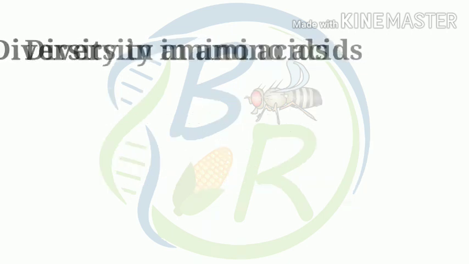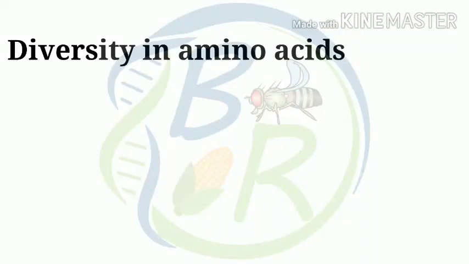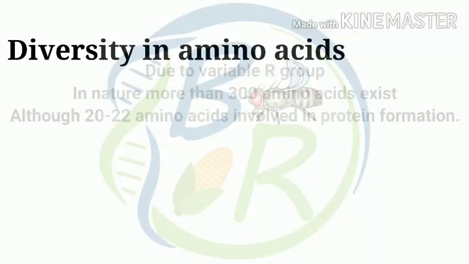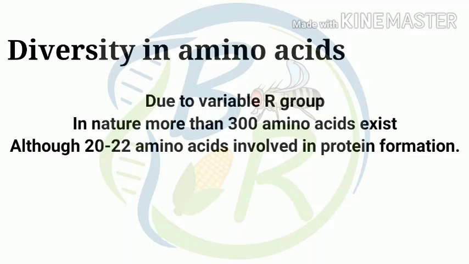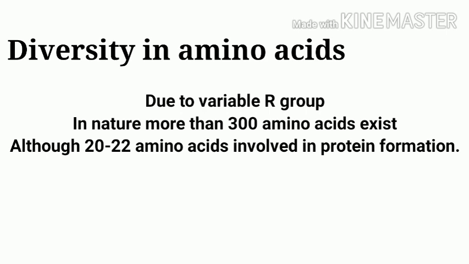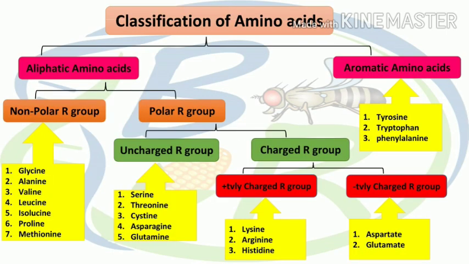Now, let us move towards the diversity of amino acids. Amino acids are diverse due to the presence of a variable R group. In nature, there are around 300 different amino acids, but we are going to talk only about the amino acids present in proteins, which number 20 to 22. Now let us look at the classification of the amino acids.